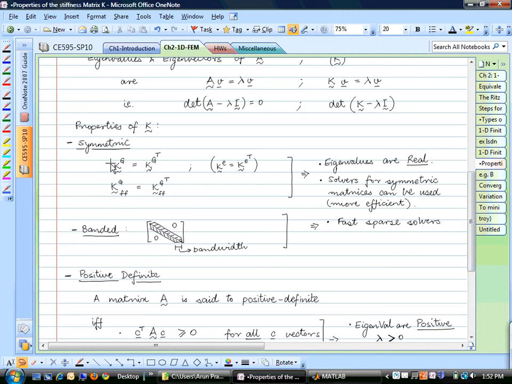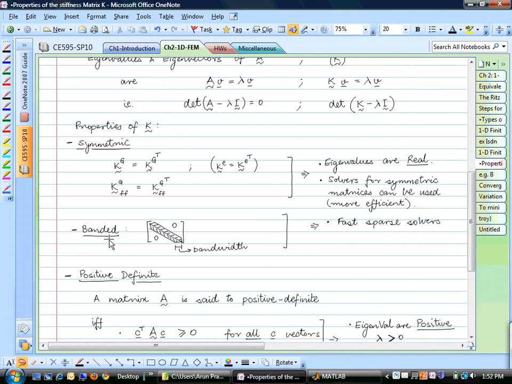So one property of this K matrix is that it is symmetric, and what that means is that eigenvalues are going to be real. And why is that important? Because when we want to solve for our unknown vectors, we shouldn't be getting complex displacements, right? So symmetric matrices have eigenvalues that are real. And it also means that there are some specific types of solvers that we can use for symmetric matrices that are more efficient than general solvers.